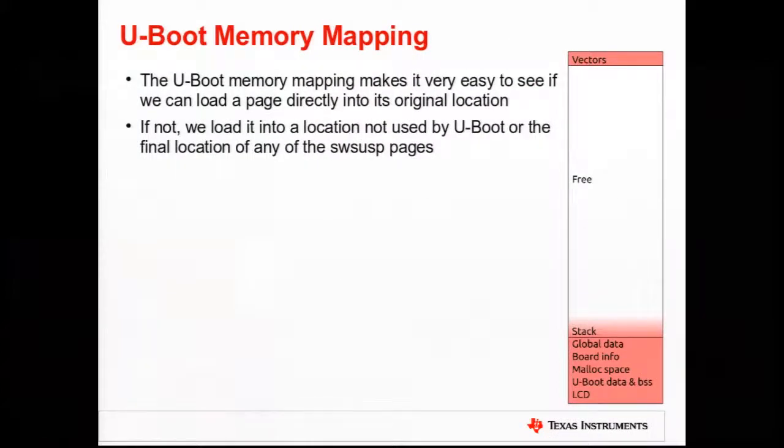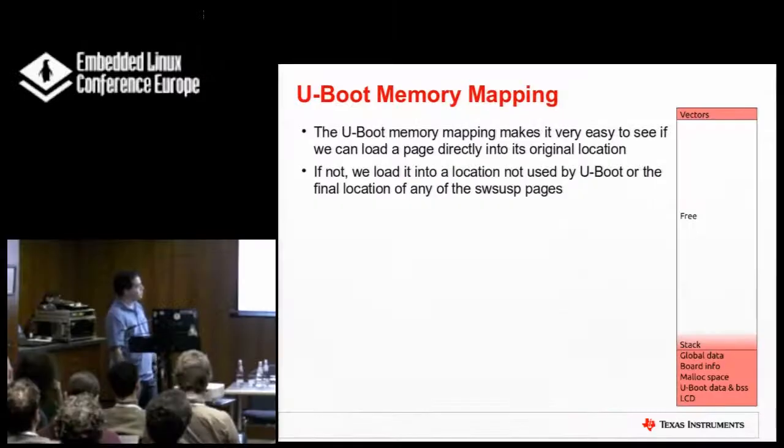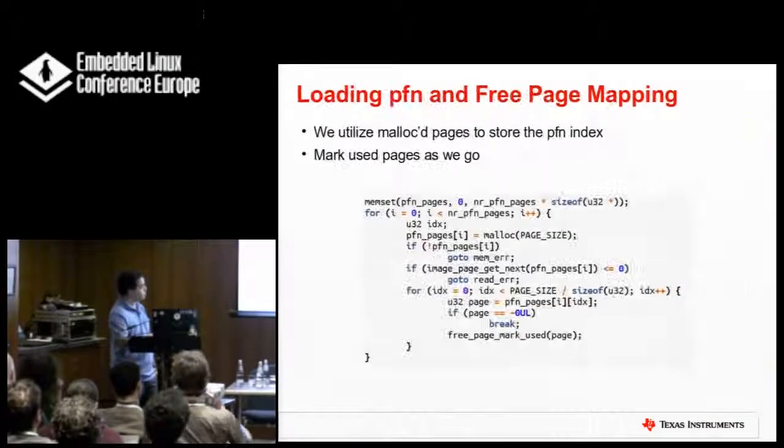Fortunately, U-boot is really simple on ARM as far as memory map. At the very base of memory, there's CPU vectors. And at the very top is all its memory, with the stack growing down. In this case, the zero address is the top, so it looks like it's growing up. So it's really easy to keep track of, in U-boot, which pages are free to use.